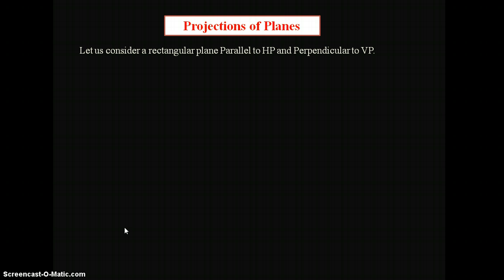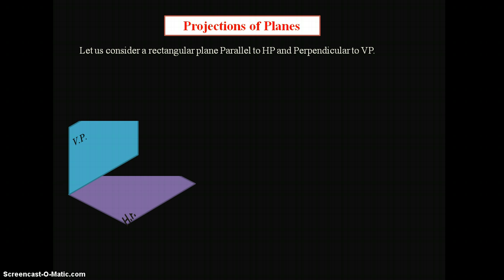So here the rectangular plane is placed in the first quadrant, parallel to the horizontal plane and perpendicular to the vertical plane. I'll show you now how the orientation will be in the first quadrant. So here is the first quadrant consisting of the vertical plane and horizontal plane. In this we need to place the rectangular plane at certain distances from the horizontal plane and vertical plane. Here I'm assuming 30 mm above the horizontal plane and 20 mm in front of the vertical plane.